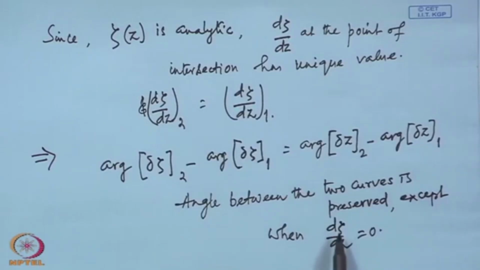At that point where d zeta dz is equal to 0, it does not mean that the function is not analytic. The function is still analytic; that is not a singular point. However, its derivative is 0. It may happen, because 0 is of course a finite value, the derivative is well defined, but its value is 0, and since for 0 we cannot find what its argument is, we cannot say that the angle is preserved, or rather the angle will not remain preserved, the angle may change.